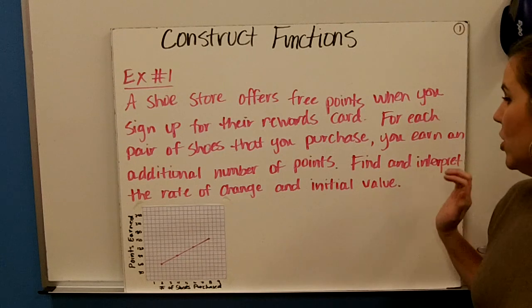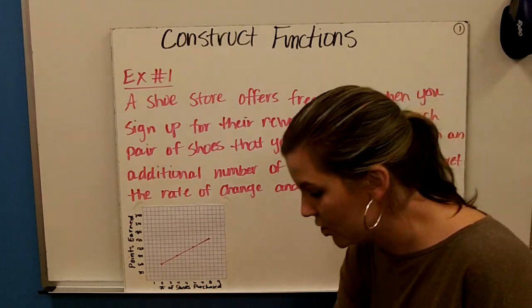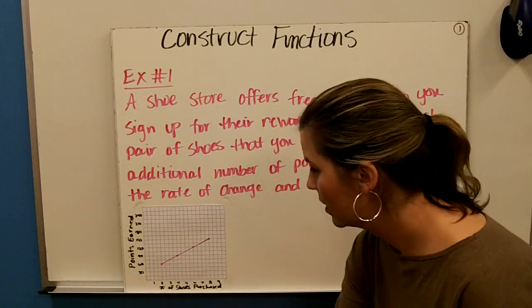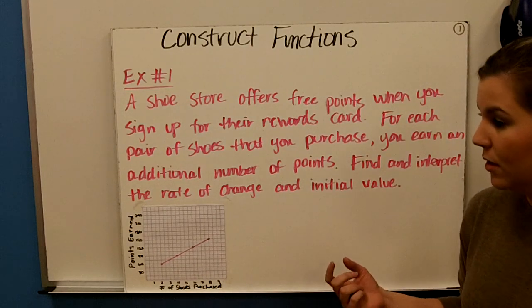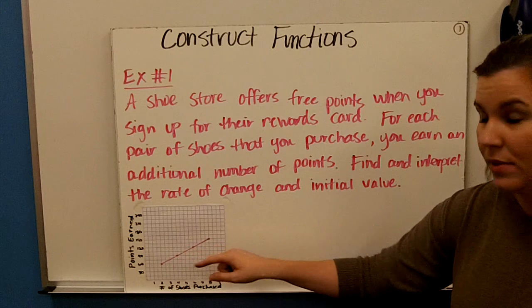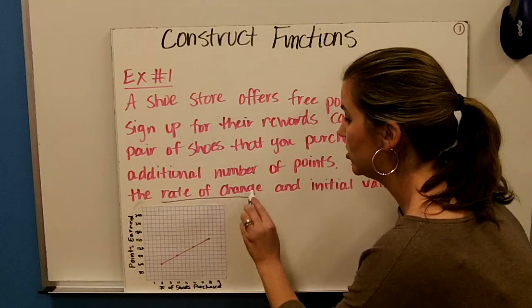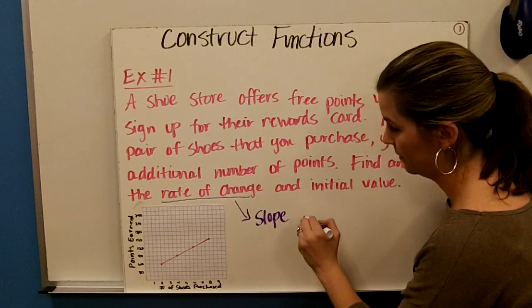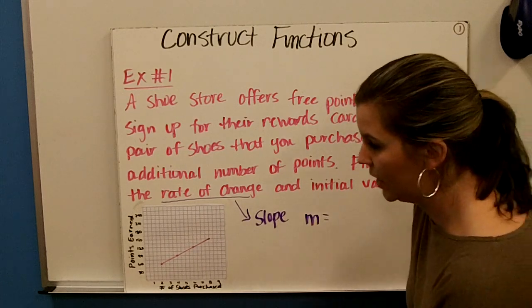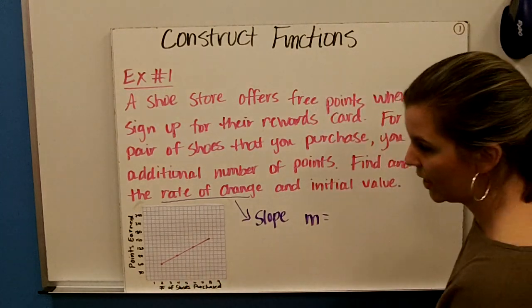To find and interpret the rate of change and initial value, we first need to find the slope. So remember, rate of change, think slope. And you can take any 2 points and calculate the slope.